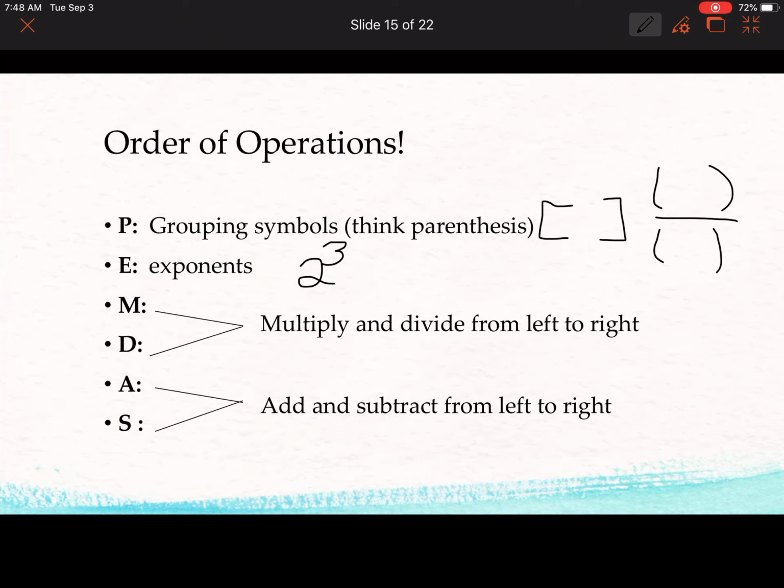And then the M and the D go together, and that means multiply and divide from left to right. So this is the way we read. And then the A and the S go together as well, and that's add and subtract from left to right. So we just need to make sure to follow those steps.